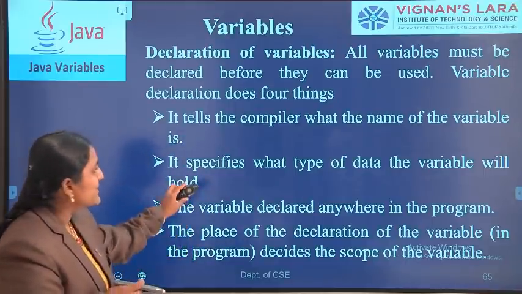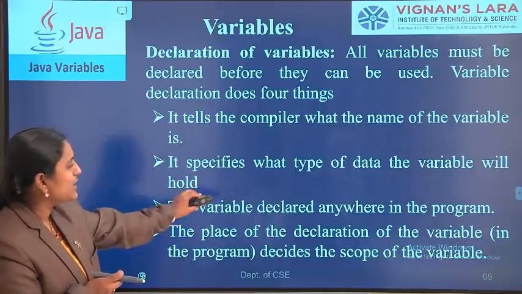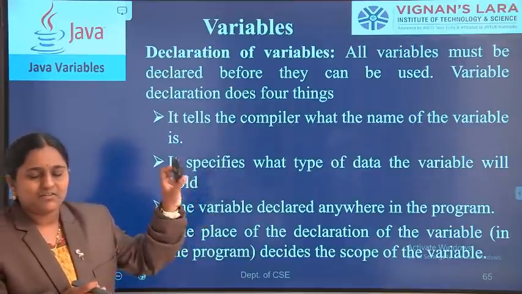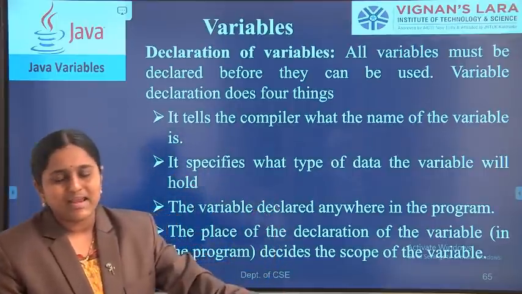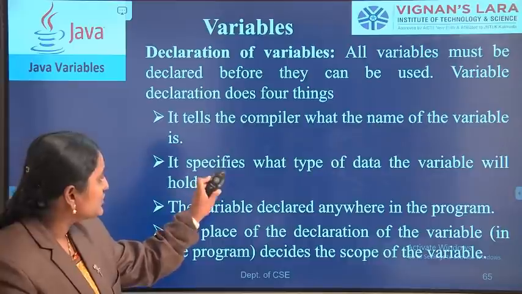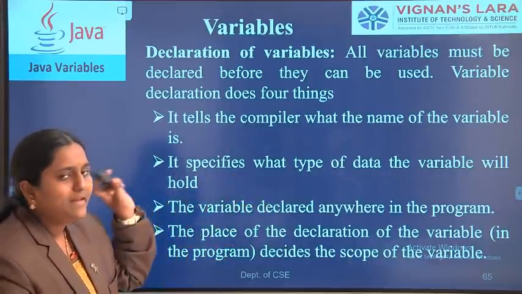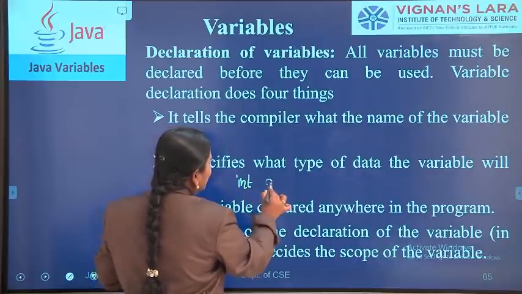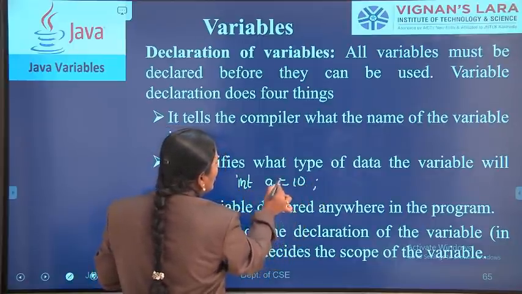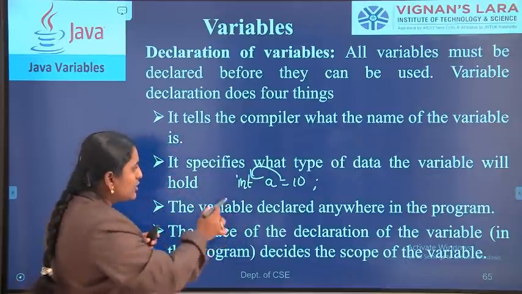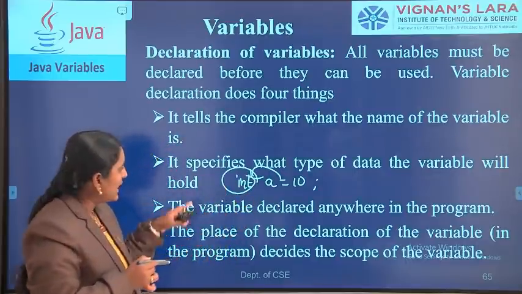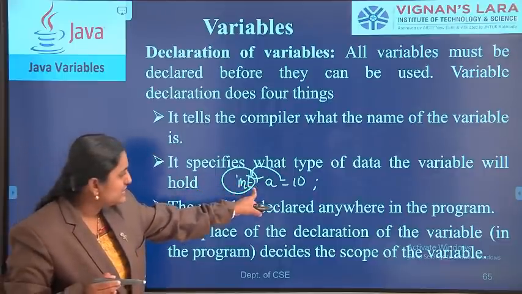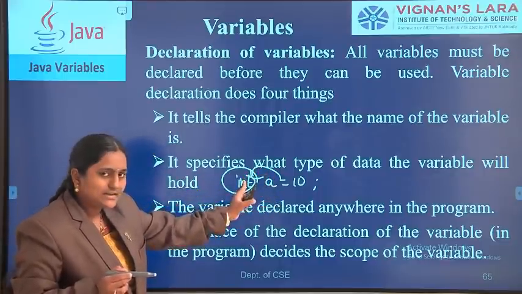It specifies what type of data the variable will hold. Every variable in Java has a data type. We can define a data type, int a equal to 10. Here, a holds which type of data? a holds integer type data. So in this example, the variable holds integer type data.